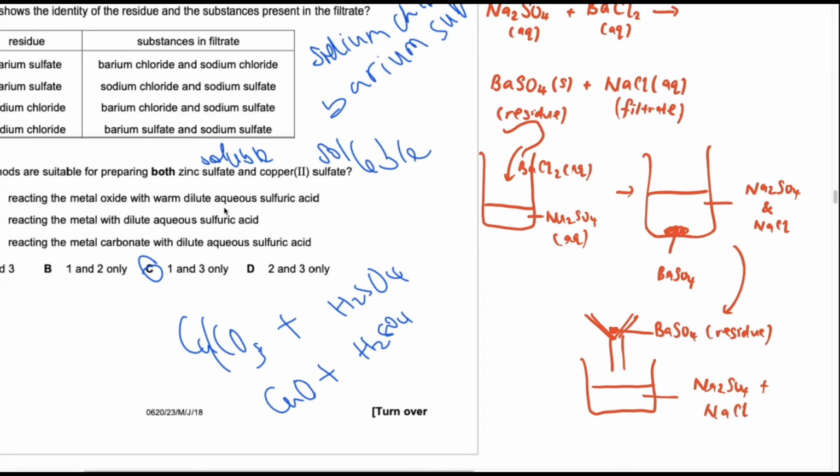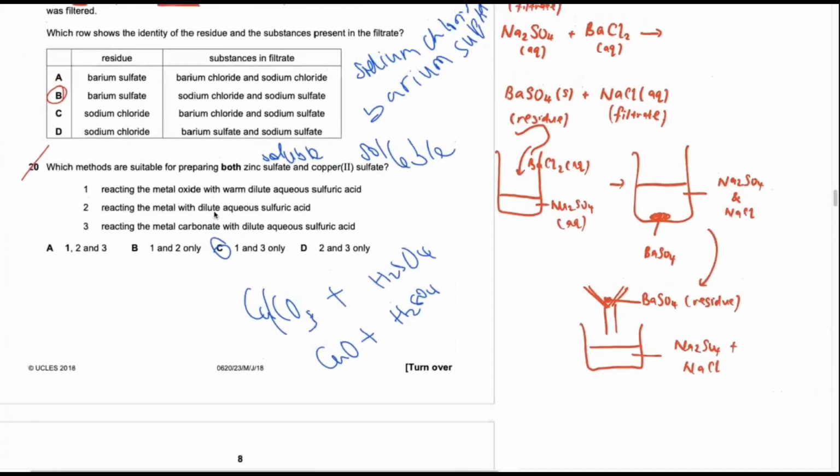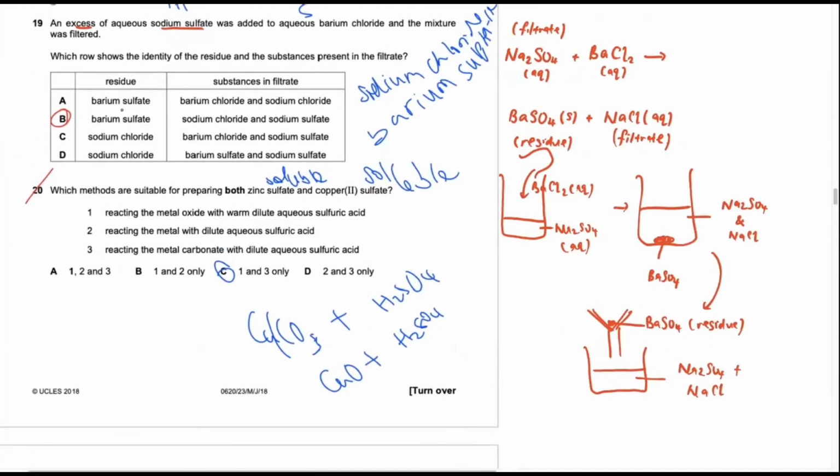So when we understand that this is the situation, then we can just choose accordingly. Residue, barium sulfate, which is this one, and sodium chloride, one of the products, and sodium sulfate. We have this because we use it in excess. So that's why the answer is B. Okay, sir.